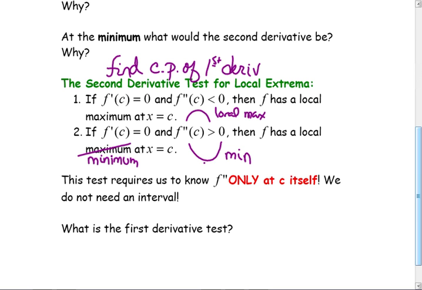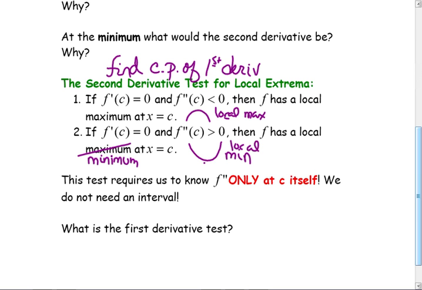These tests are only for local. To do a global, you need to have endpoints and a continuous function. Global, you either have to have a continuous function on a closed interval, or you have to look at the graph. We'll look at a problem today.